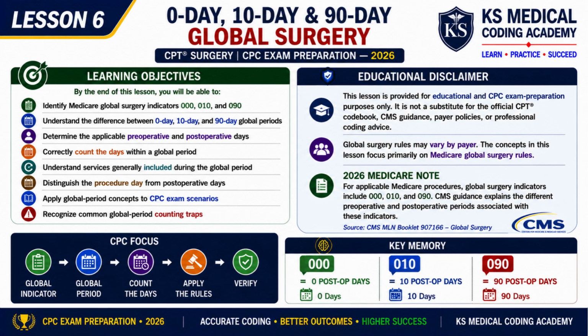Remember, this lesson is for educational and CPC exam preparation purposes, with a focus on Medicare global surgery concepts. For 2026, always verify the current Captain Codebook, CMS guidance, and applicable payer policies. Let's begin Lesson 6.